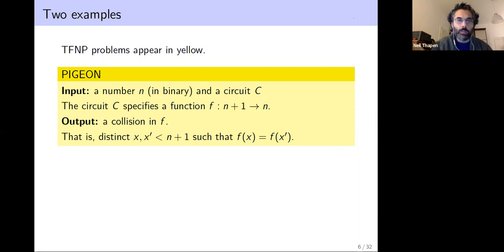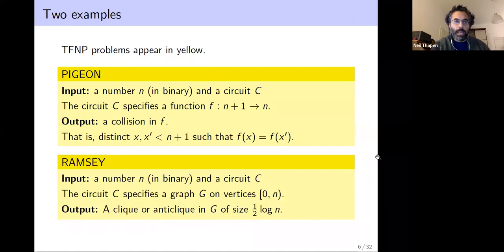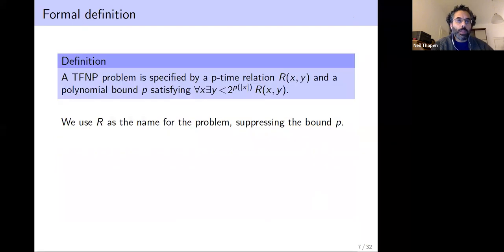And I'll talk later about WEAK PIGEON, which is something similar, except it's a function from 2n to n. And here's another example that I'll come back to a little bit, RAMSEY, based on the finite Ramsey theorem. So again, the input describes a large graph, an exponential size graph. We know any such graph must have a clique or anti-clique of a certain size. And so here's the search problem of finding that anti-clique, or clique.